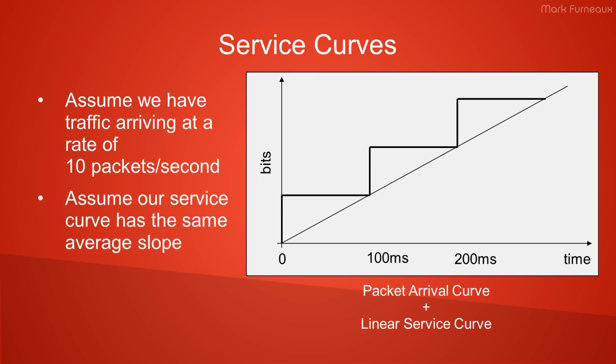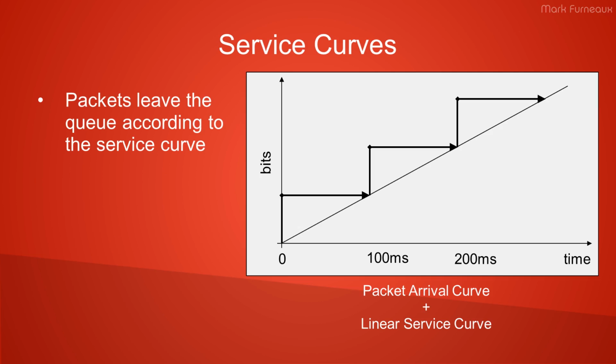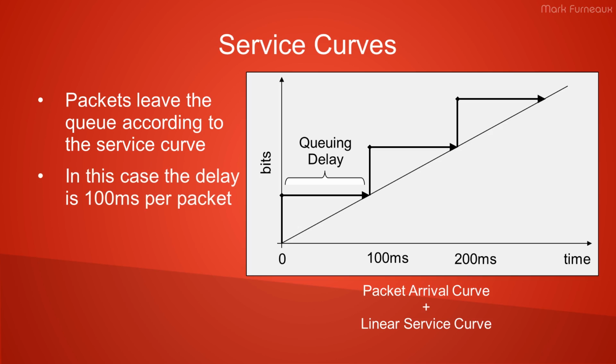Now, if we add a linear service curve that has the same average slope, what I mean by that is the slope of our service curve is the same as the packet arrival rate, it would look something like this. Now, because packets leave the queue according to the service curve, we can measure the queuing delay by sliding over to where the arrival curve intersects the service curve. So we're looking at the Y projection. In this case, the delay that we would observe is 100 milliseconds per packet. From the time the packet arrives, which is the vertical jumps in the step function of the arrival curve, if you follow the arrow to where it intersects the service curve, that is the amount of time that packet would sit in a queue before it gets forwarded out.